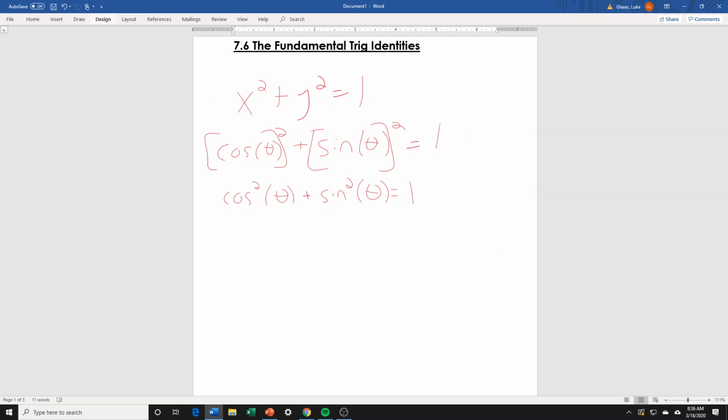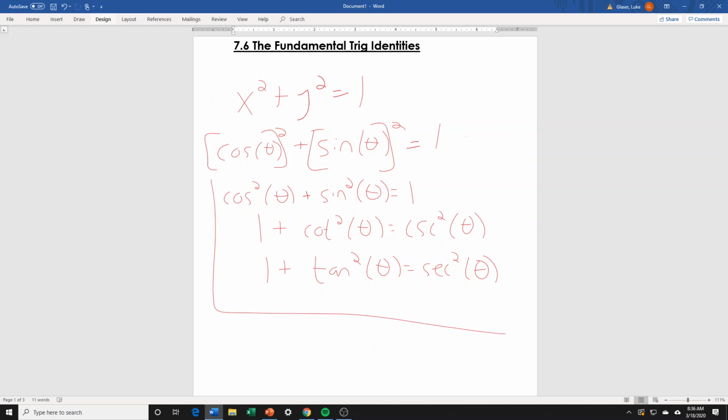That is the most important one. I'm going to give you two others because you're going to see them a lot and you're still going to need to use them. But this first one that we just did, that's the big one. So the second one is 1 plus cotangent squared theta equals cosecant squared theta, and 1 plus tangent squared theta equals secant squared theta. So I'm boxing these important ones. You should know those because we're going to use them quite a bit. And the most important one is that one right there.